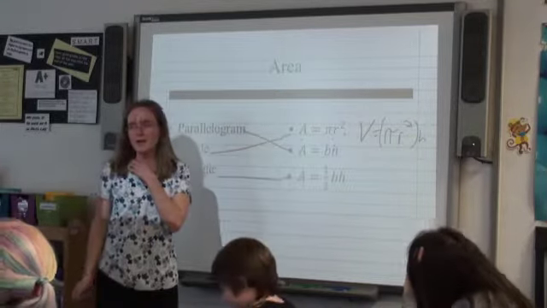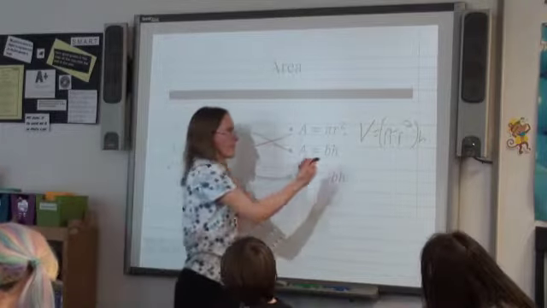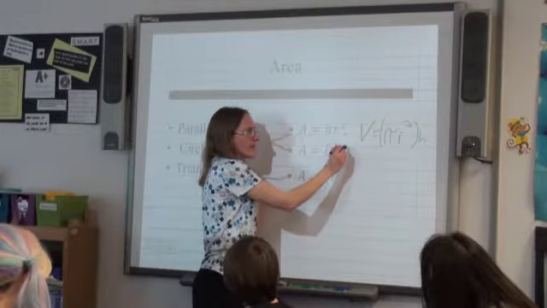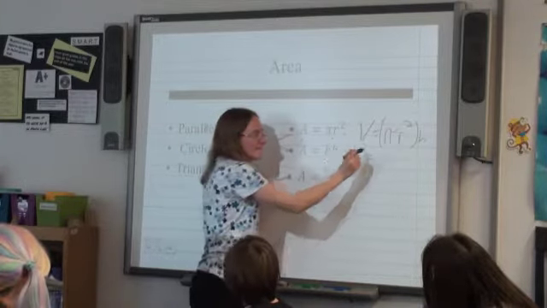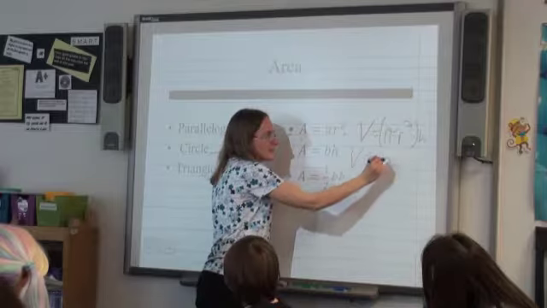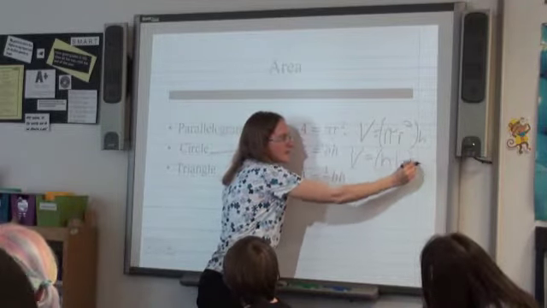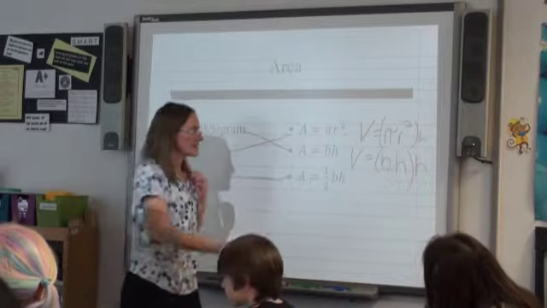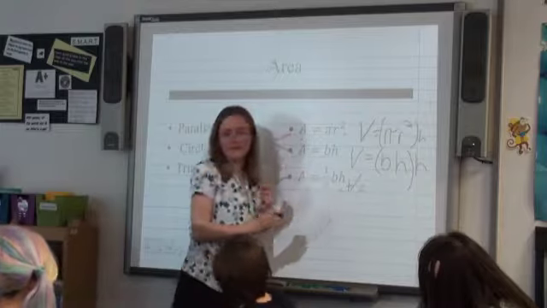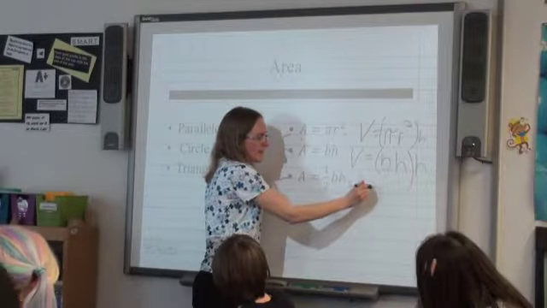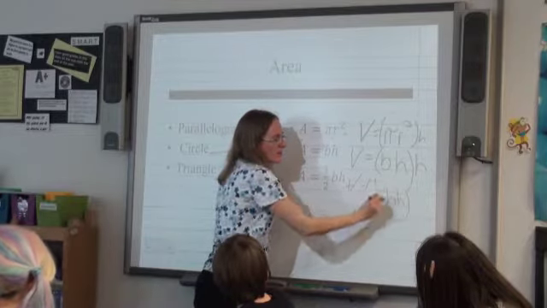What would be the volume of a rectangular prism? Volume equals base times the whole height of the figure. And last one? 1/2 base times height times the whole thing by height.